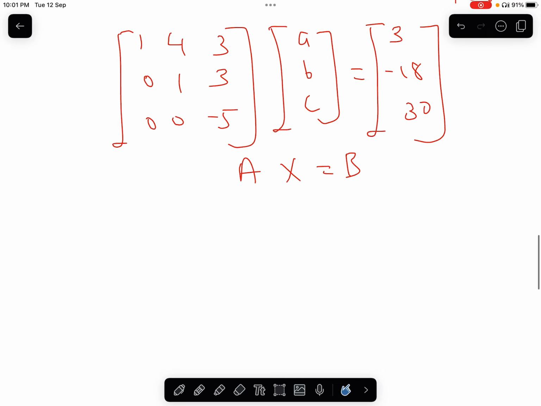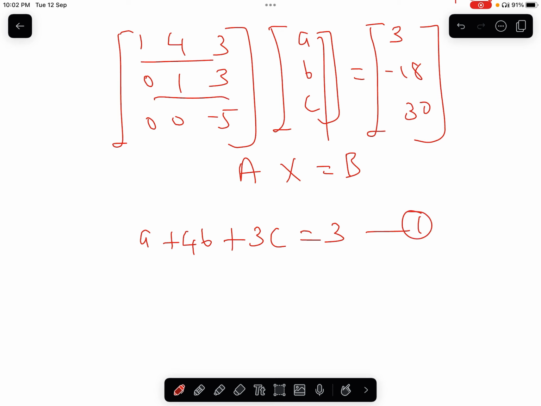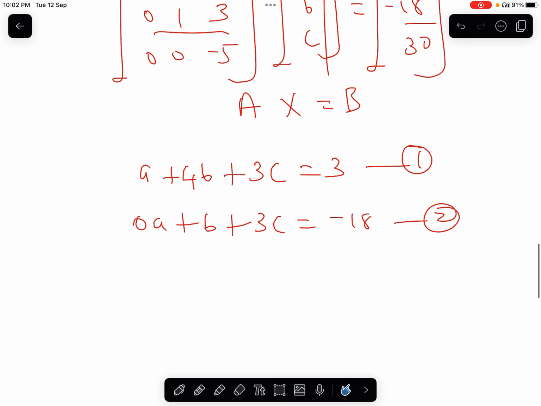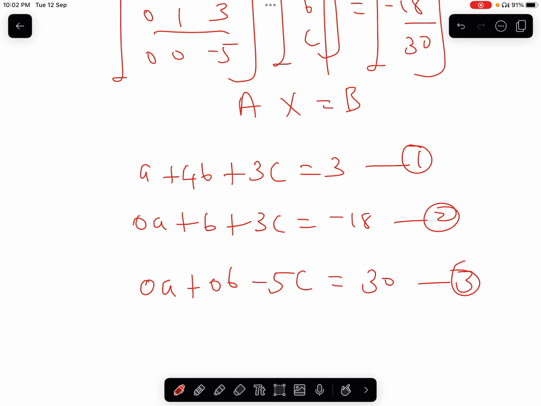Now while framing the equations, from the first row we get A plus 4B plus 3C is equal to 3. Let us take it as the first equation. And the second row, 0 times A plus B plus 3C is equal to minus 18. Let us write it as equation 2. And the third row, 0 times A plus 0 times B minus 5C is equal to 30. We'll take it as equation 3.